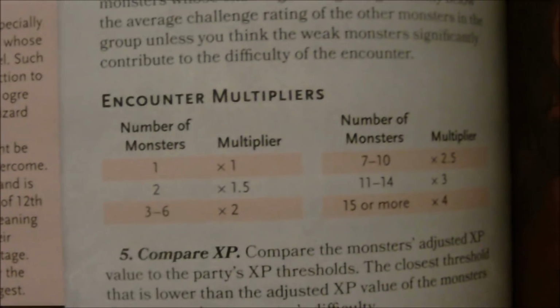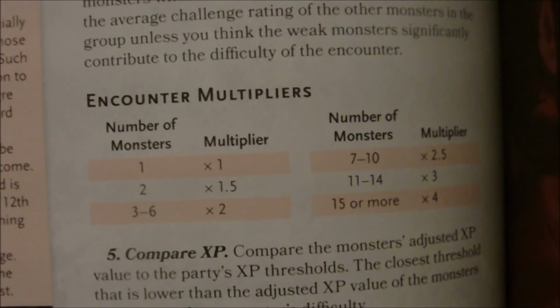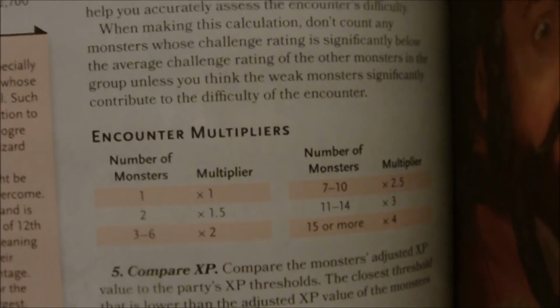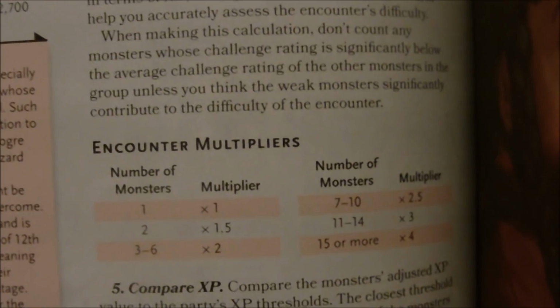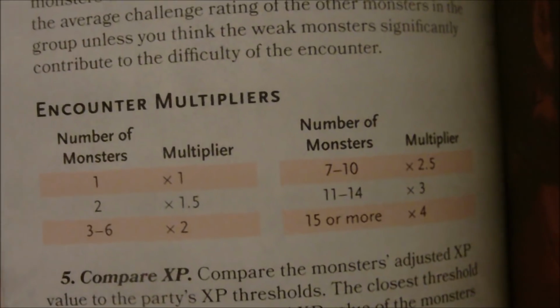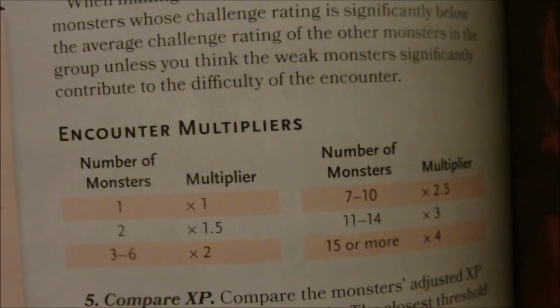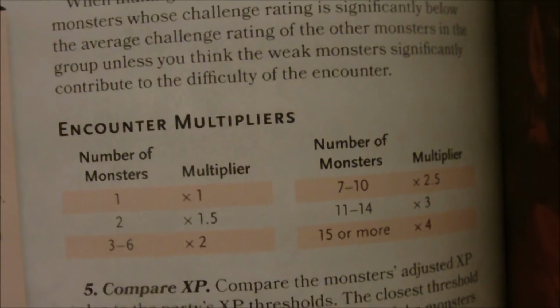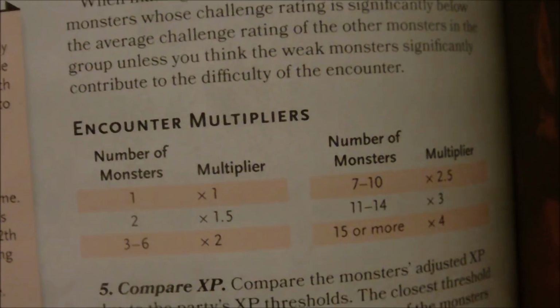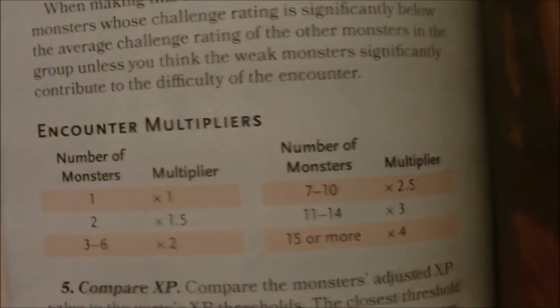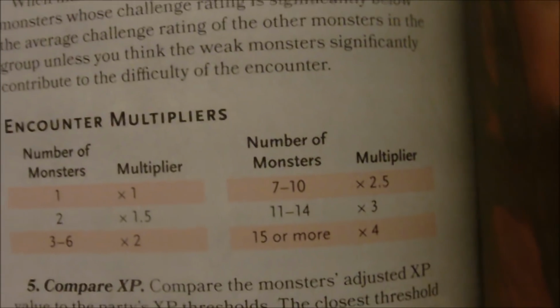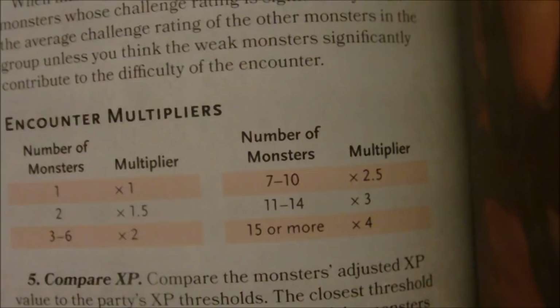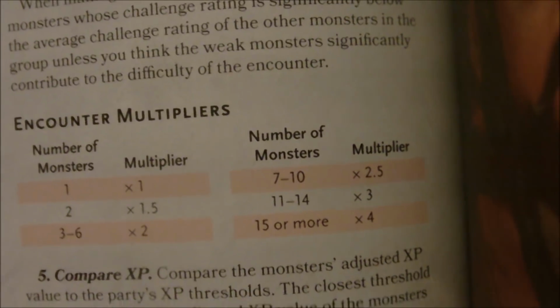So what you have to do is find how many monsters you have in your encounter and then multiply their base experience totals by the multiplier that's here. So single monsters is just times 1, 2 monsters is times 1.5, 3 to 6 monsters is times 2, which would be your most common one. 7 to 10 monsters is 2.5, 11 to 14 is times 3, and 15 or more monsters would be times 4 for the experience modifiers.